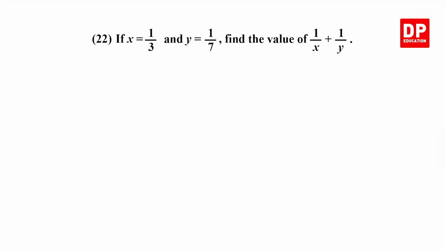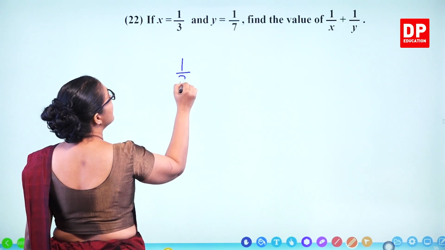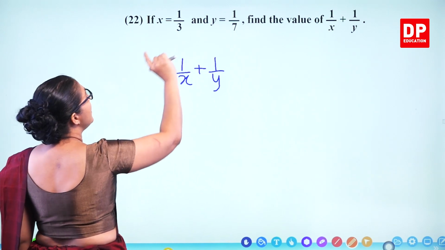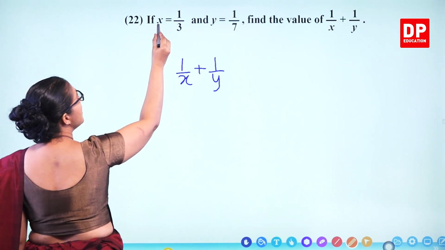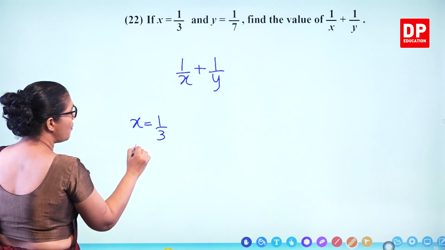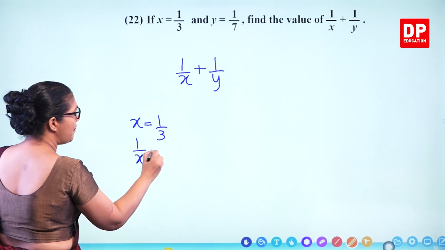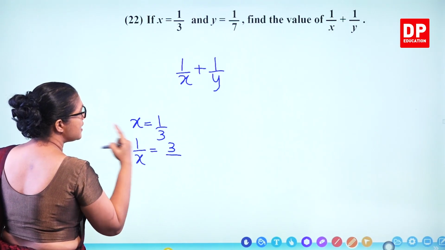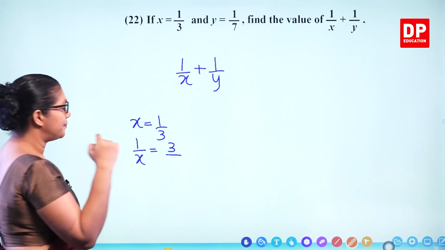Question number 22. If x equals 1/3 and y equals 1/7, find the value of 1 over x plus 1 over y. Here we can flip it. If x is 1/3, what's 1 over x? You can flip it. The numerator goes there and the denominator goes to the numerator.